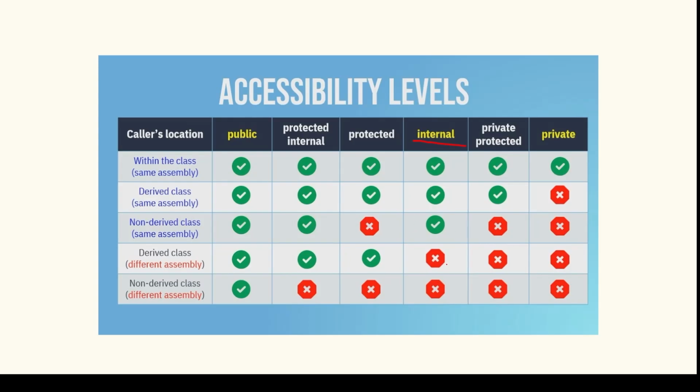If you go to a different assembly, meaning if we derive that class in a different assembly, we will not be able to access it. And in a non-derived class also, we will not be able to access it, because the access level for that is internal. That's why we are able to access it only within that assembly.